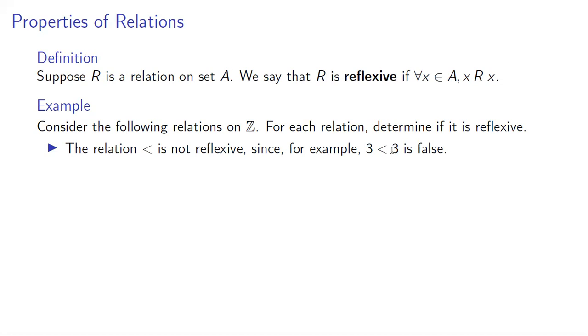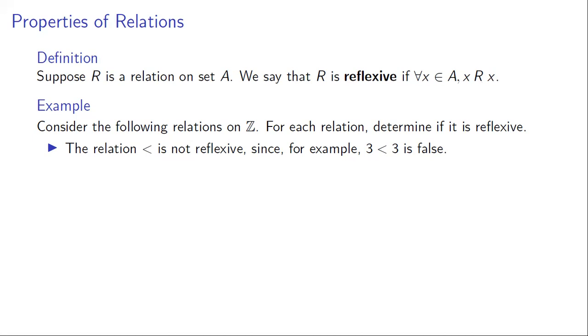If this relation were reflexive, what that would mean is that for all x in A, x would have to be related to x, meaning it would have to be true that 3 is less than 3, and that 4 is less than 4, and 5 is less than 5, and so on. But we know that's not true. For example, 3 is not less than 3. Therefore, this less than relation is not reflexive. It's a relation, but it does not have the reflexive property.